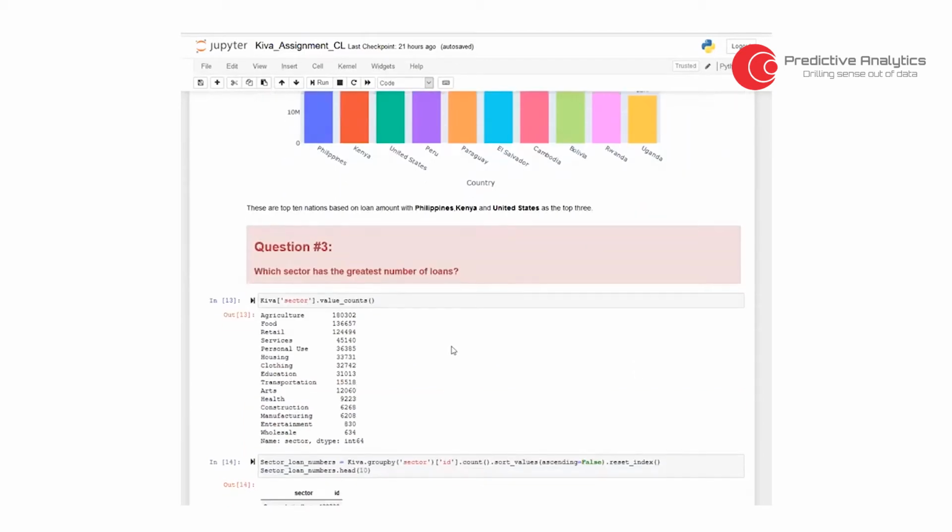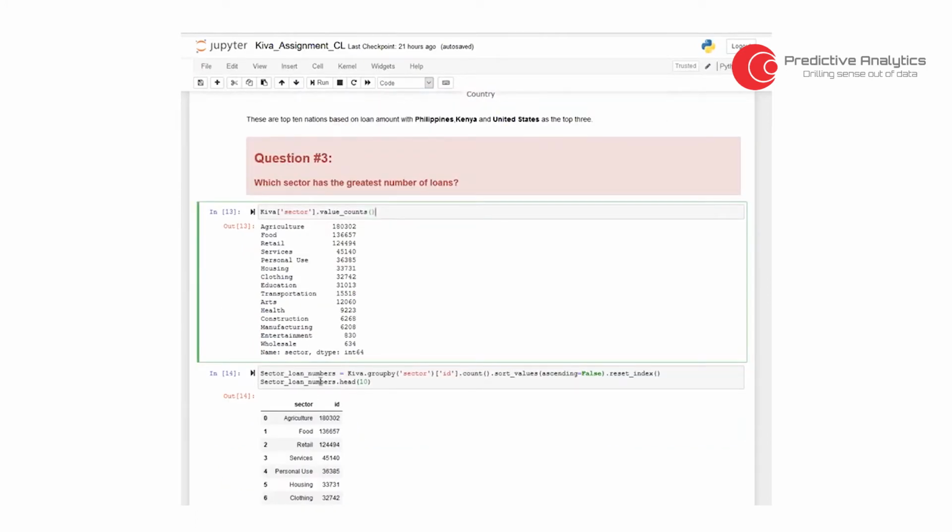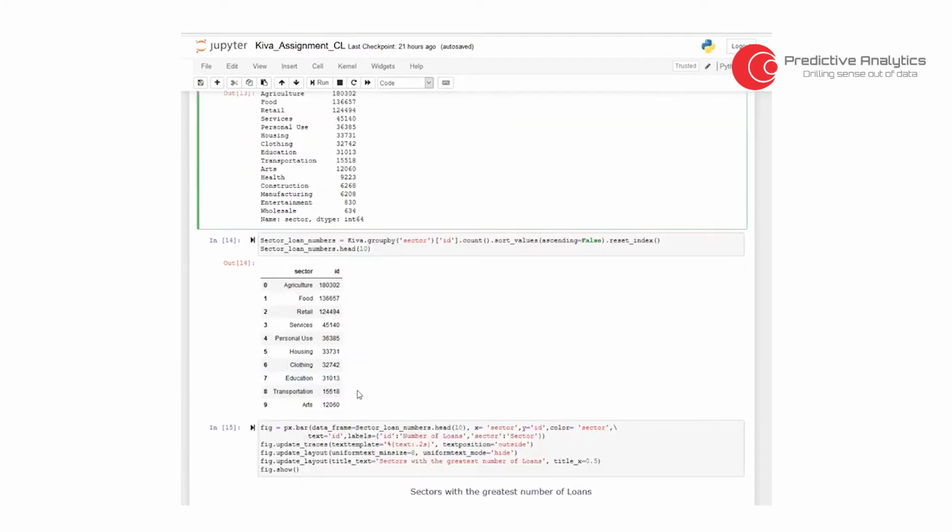Then question 3 was which sector has the greatest number of loans? So again, I used the Kiva data and did the value count, because it has the greatest number of loans. So this was in terms of the loans that they've taken. After that, I also reset the index so that it can be arranged properly, and they're arranged by ID.